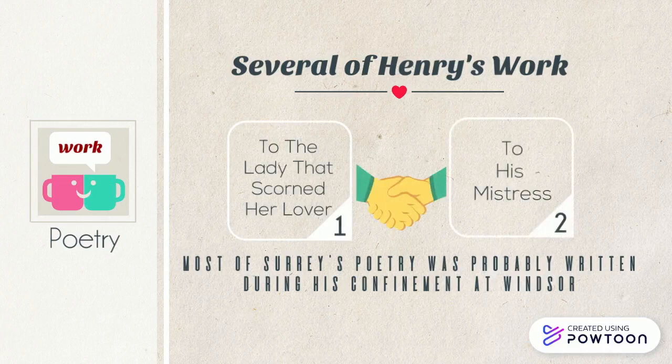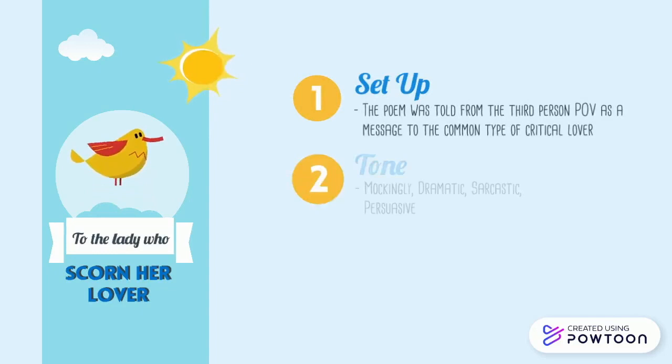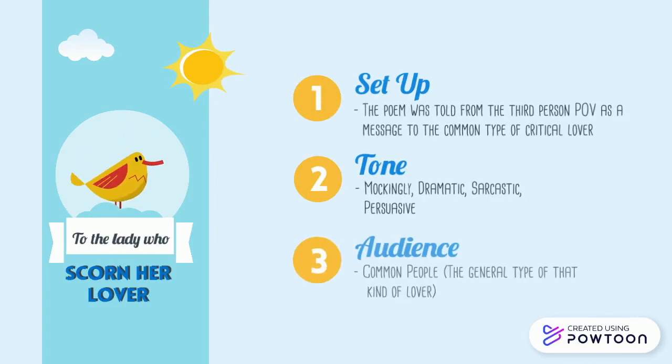In the poem To the Lady Who Scorned Her Lover, the poem is told from a third-person perspective as a message to the stereotype of the critical lover. The tone of the poem is mocking, dramatic, sarcastic, and persuasive. The audience the poem is aimed at is common people, publicly addressing the stereotype of the lover.